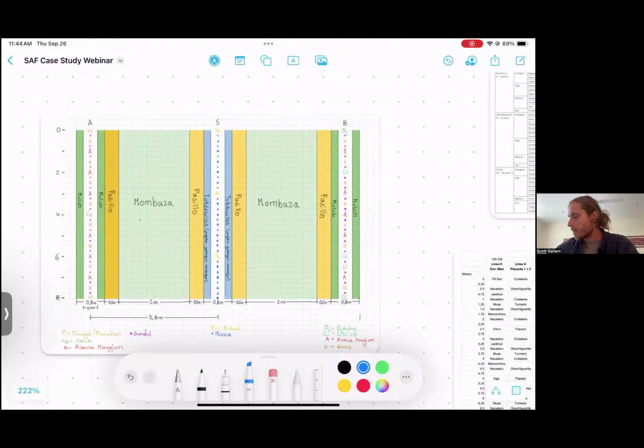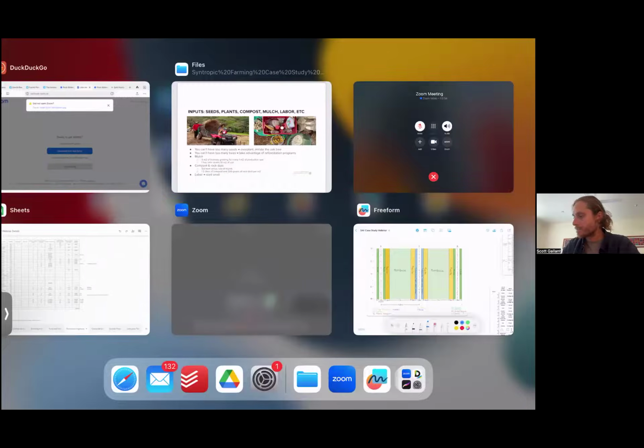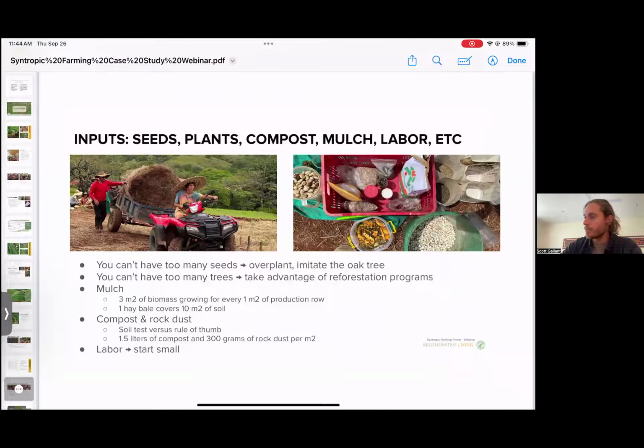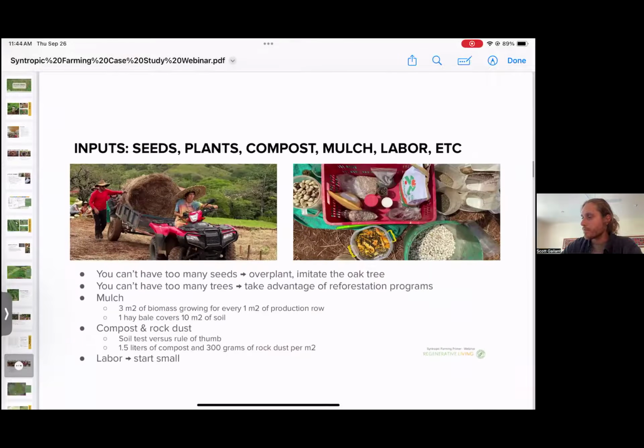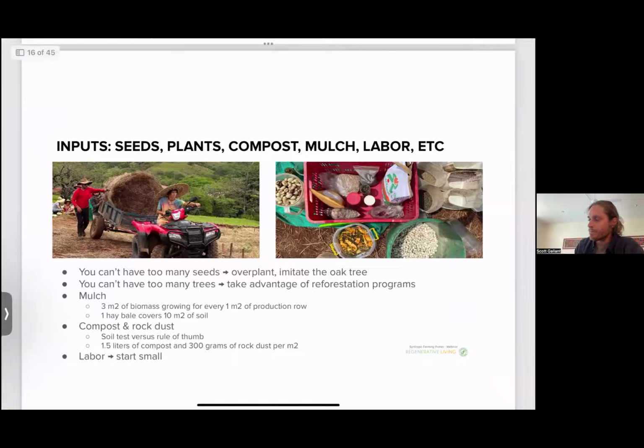We'll come back to that. We'll come back to row layout. Go away. There we go.